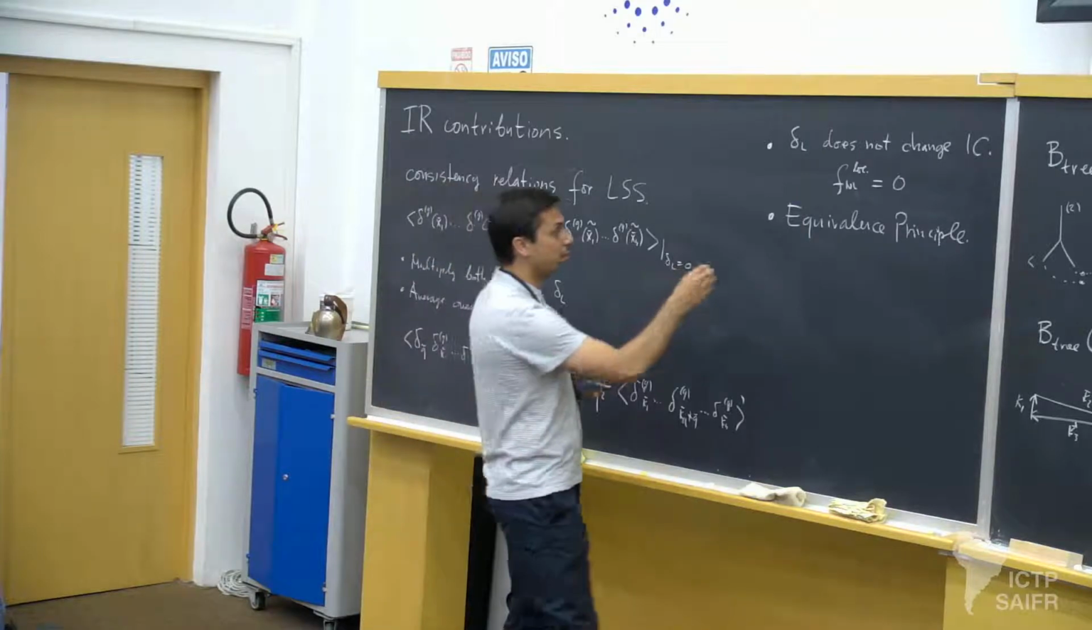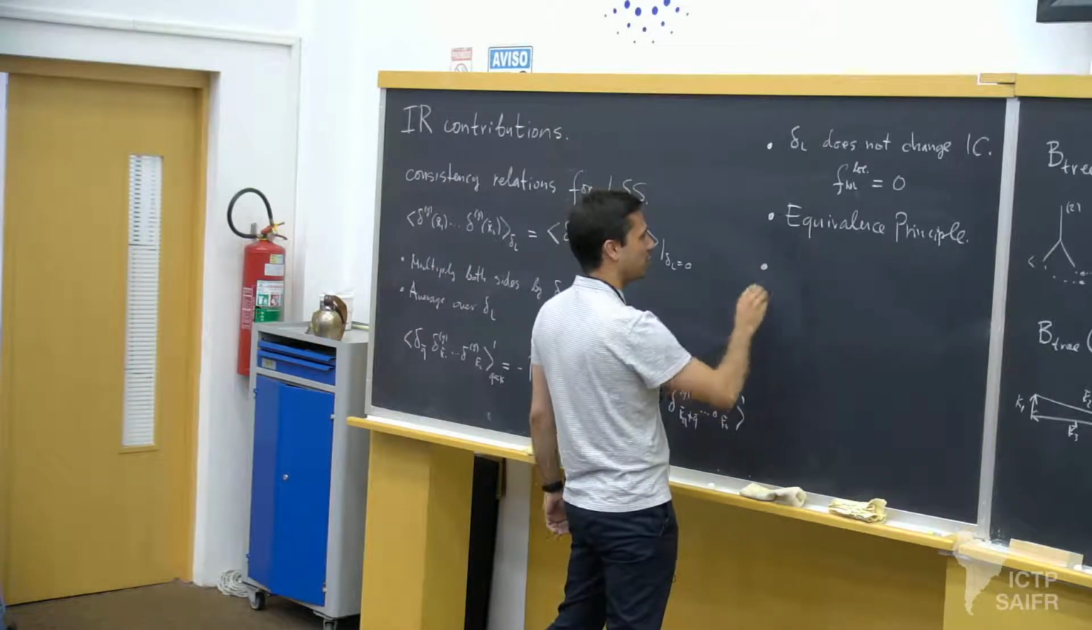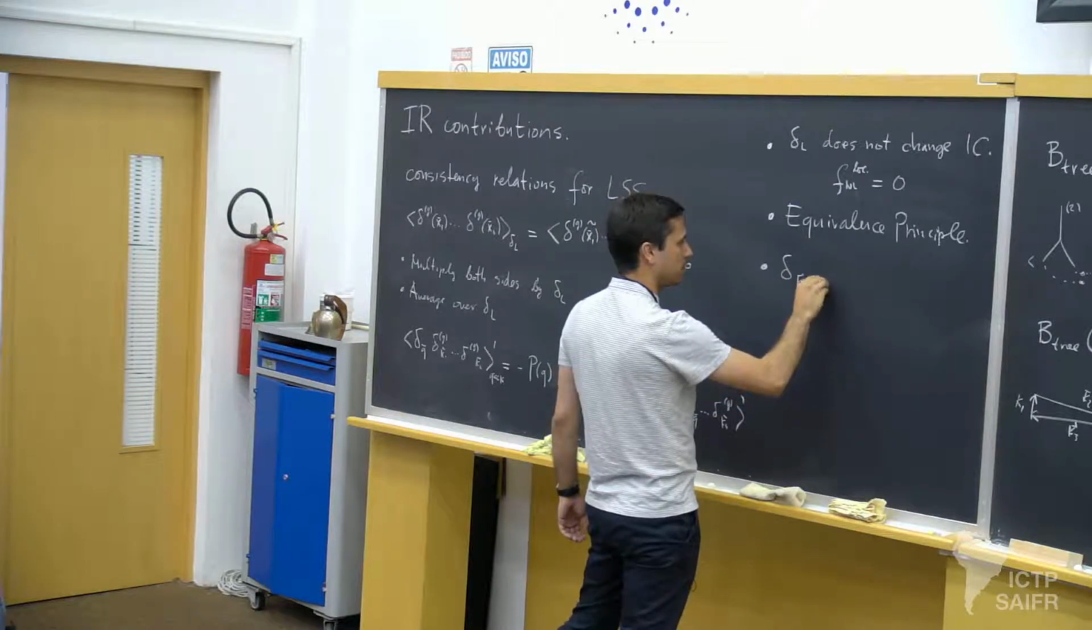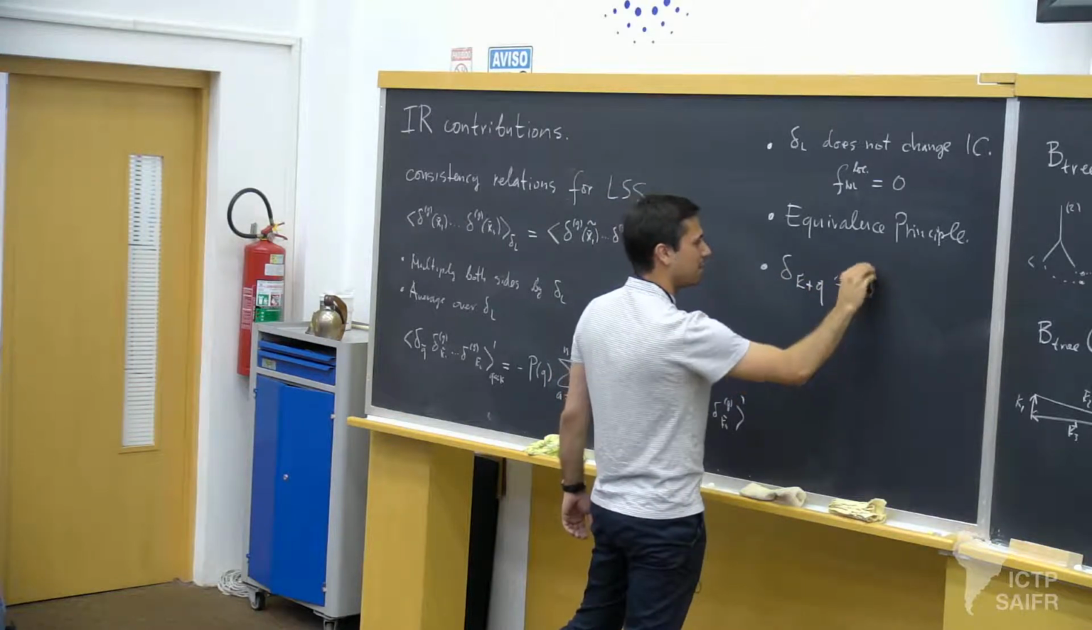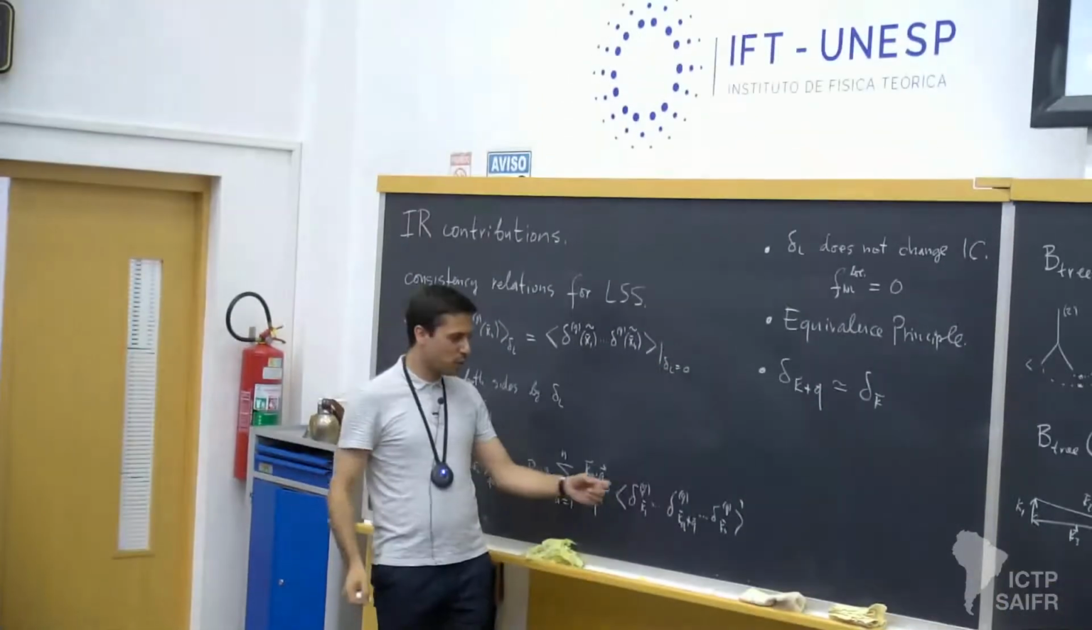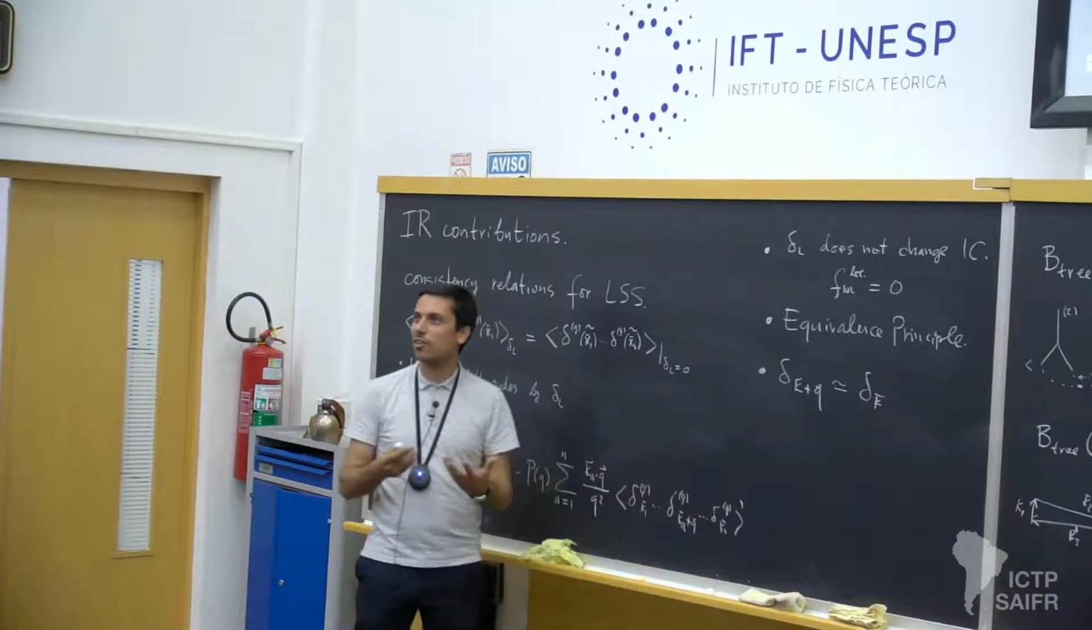And the third assumption is that delta of k plus q is approximately delta of k. That was one of the assumptions to say that nothing will happen, okay?